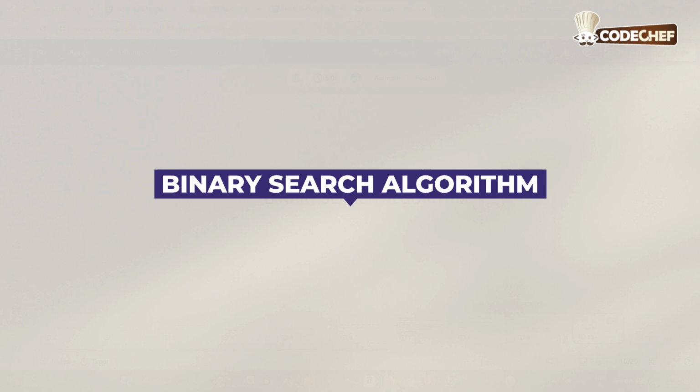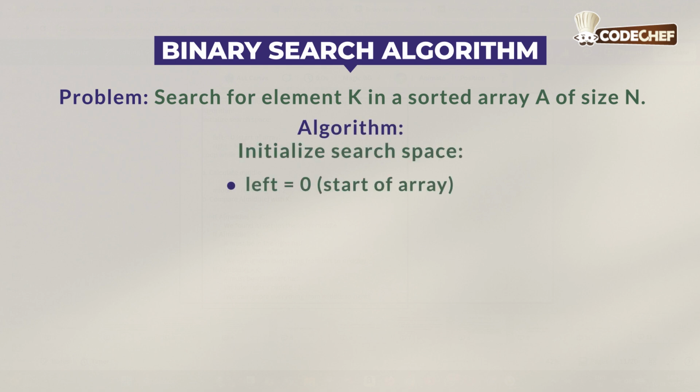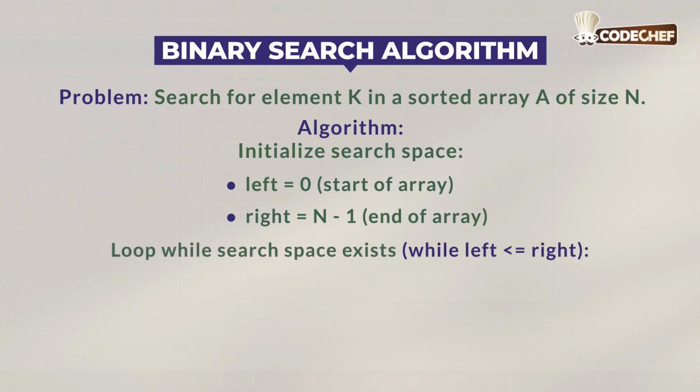Binary search algorithm. Now let's break down the complete binary search algorithm step by step. Suppose our problem is to search for element K in a sorted array A of size n. Now first we initialize the search space. At the left we have 0, which is the start of the array, and at the right we have n-1, which is the end of the array. Now loop while the search space exists, while left is smaller than or equal to right.